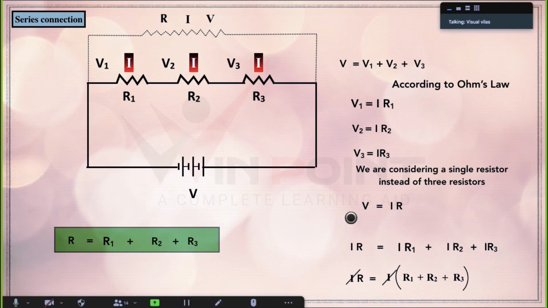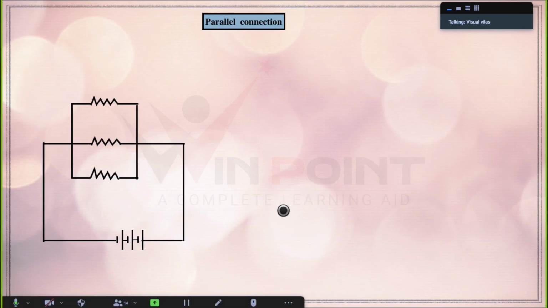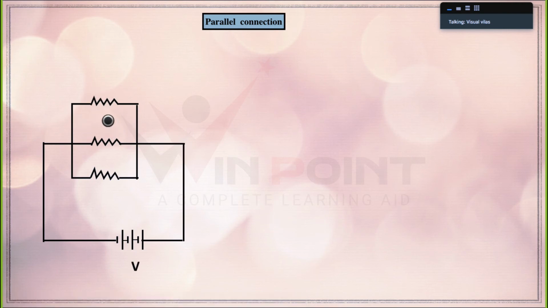Next topic, parallel connection. We are considering a parallel connection. There are three resistors here, R1, R2, R3, and the total voltage is V. In parallel connection, the charges split at this point. So the current will be different, but the voltage will be the same. The currents will be I1, I2, I3, but the voltage is the same.